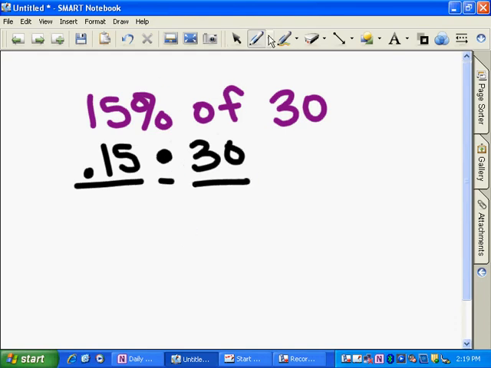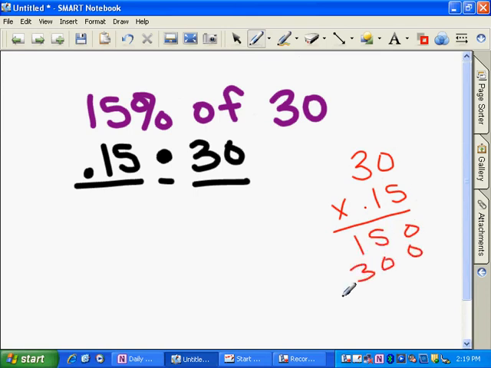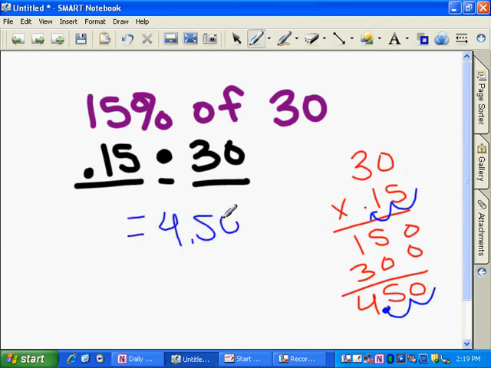So when you get to this point, then it's just a matter of multiplying decimals. You can multiply 30 times 0.15, and you end up with 450. But you have to remember that because you have two decimal places here in the problem, you need to have two decimal places here for your answer. So the answer is 4.50. So that means that 15% of 30 is 4.50. It is not 4.50%. Okay, it's just 4.5 or 4.50. When you find a percent of a number, the answer is not a percentage.